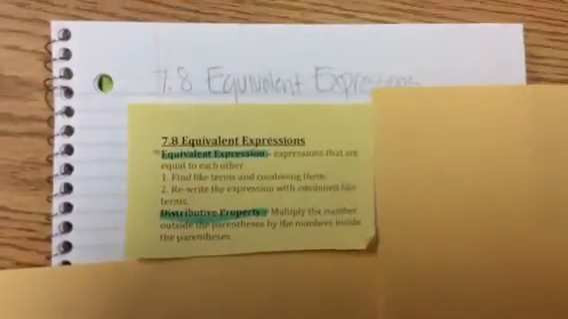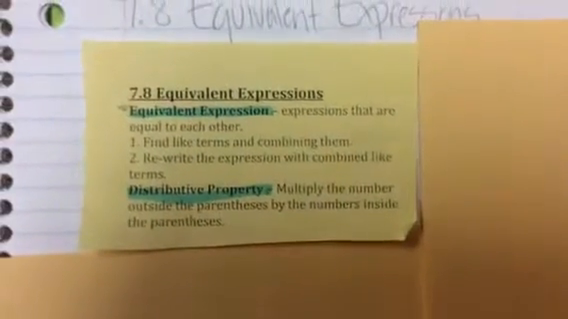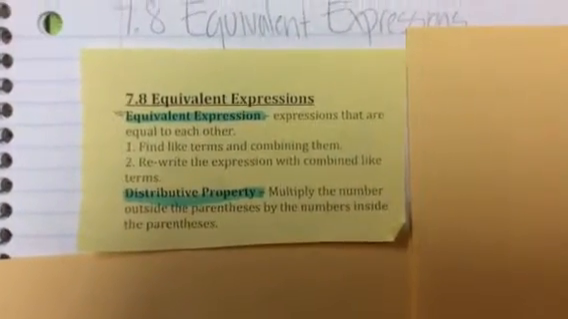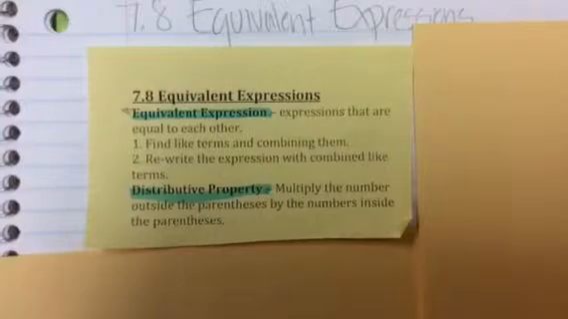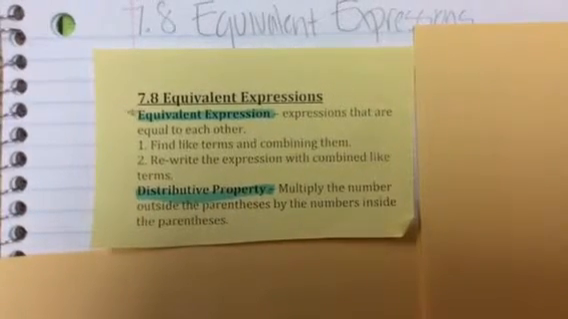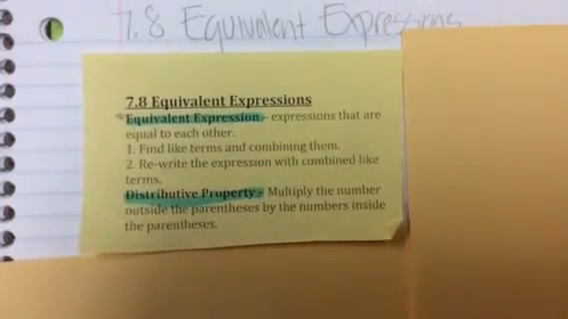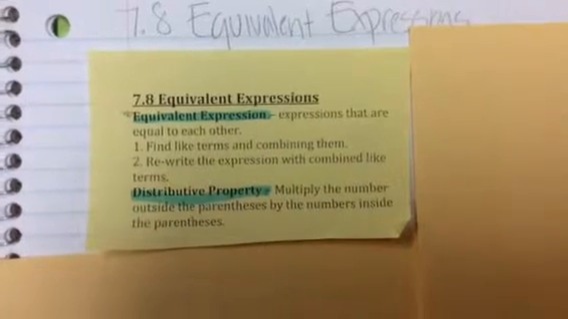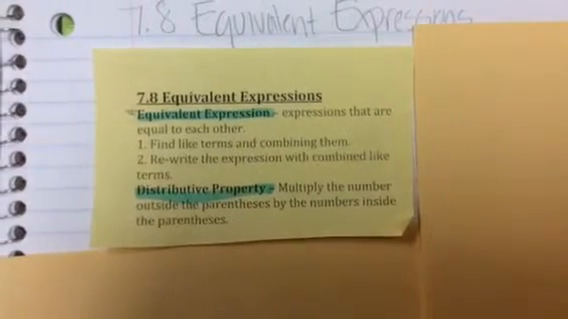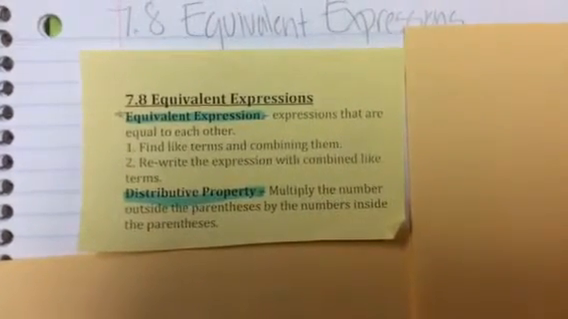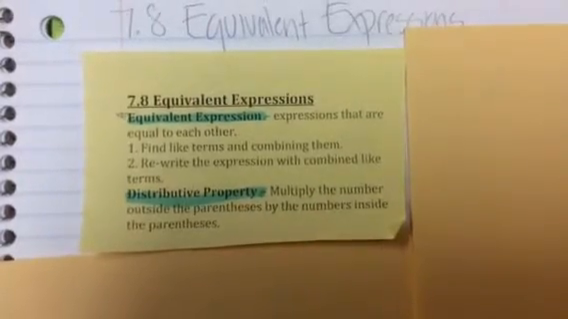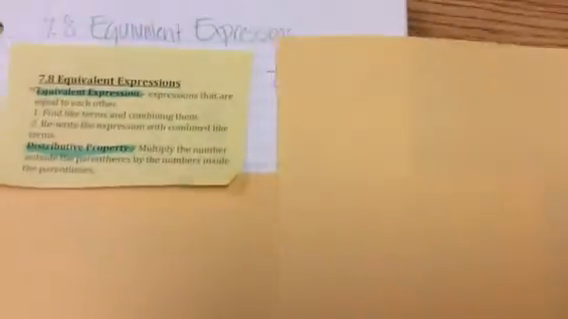The second part of your assignment is you're going to be using the distributive property. So the distributive property is when you multiply the number outside the parentheses by the number inside the parentheses. This has been on stage quite a bit, and I have had a lot of students ask me about it. So today, make sure you guys are really paying attention when we talk about the distributive property. Okay? Sorry, it's really blurry, guys.